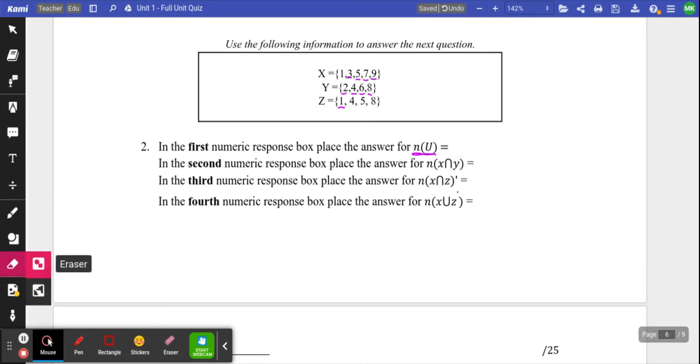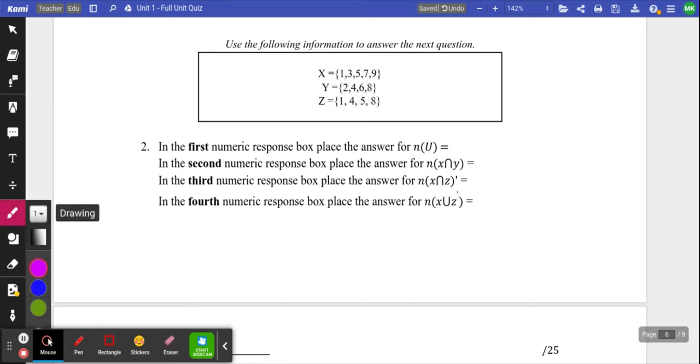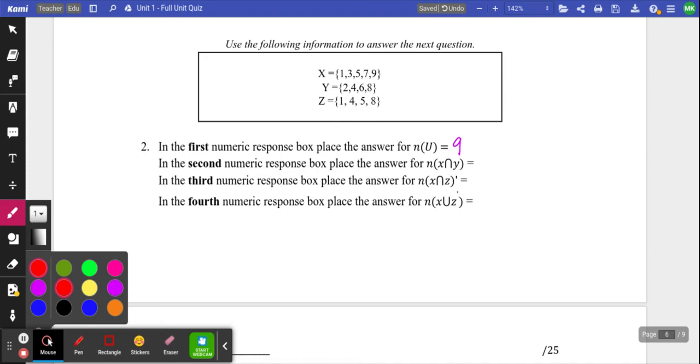Question number 2 is place the answer for n of x and y. So that means numbers that are in x and in y. That means in both. If you look, there's no number that are in both x and y.